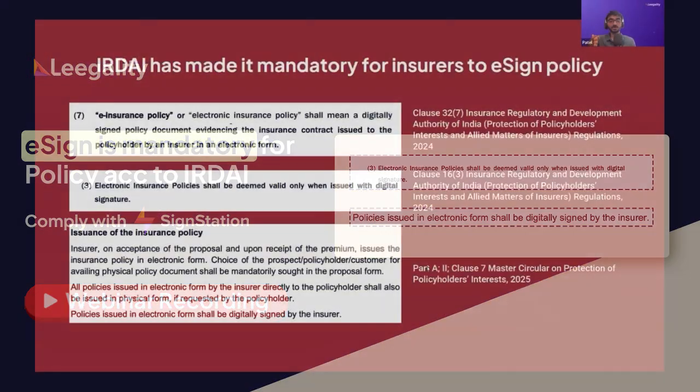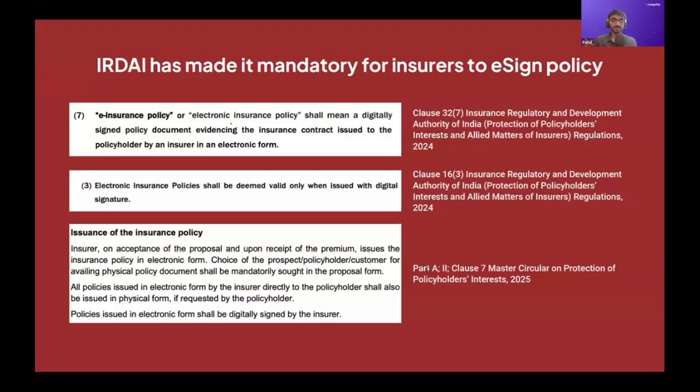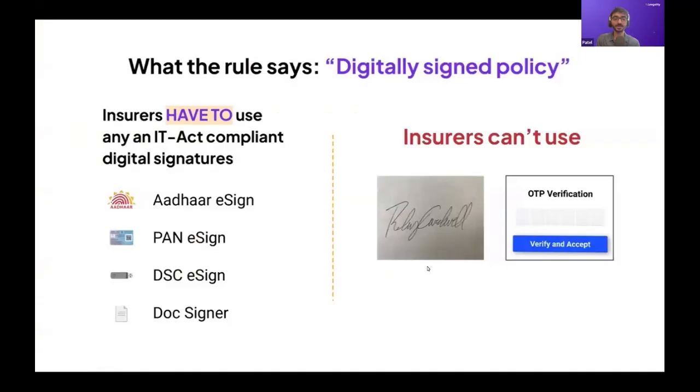Now, when we contemplate an eSign process, we're obviously talking about an e-insurance process, not a physical one, right? And IRDAI rules on this are crystal clear. All e-insurance policies must be digitally signed. There is no ambiguity here. But what exactly does this mean?